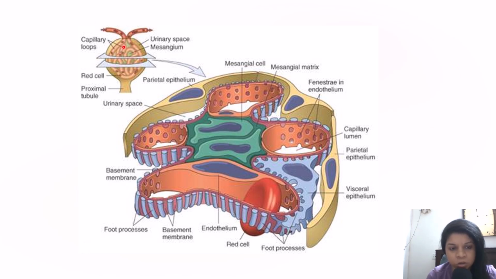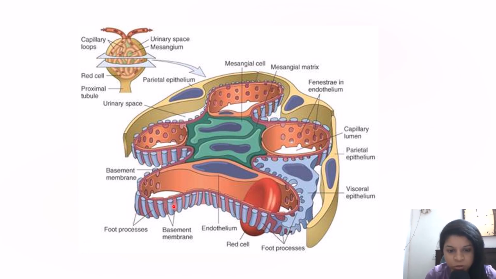The vessel which enters the glomerulus is called afferent, and the one which exits the glomerulus is called the efferent arteriole. And the capillary loop that is formed, if you take a cross section like this, you know the glomerulus is covered by Bowman's capsule. The Bowman's capsule has two layers, that is the parietal epithelium and the visceral epithelium. The parietal epithelium of the Bowman's capsule is what you see in this yellow color.